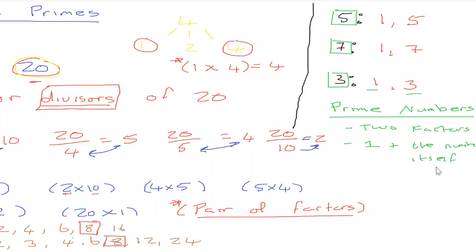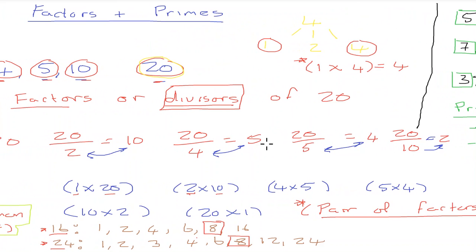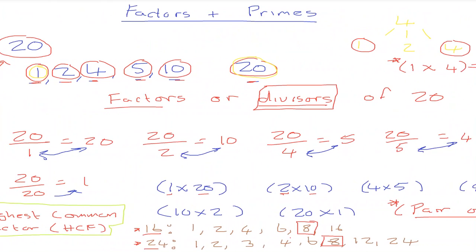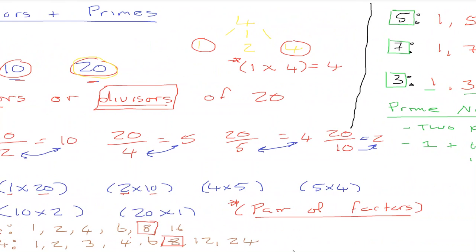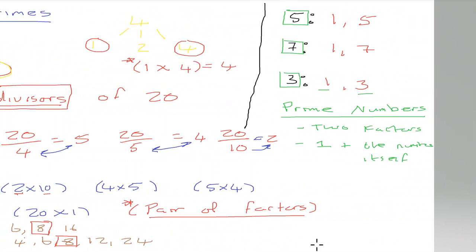What we can do then as well is we can express numbers as products of their prime factors. So what does that mean? If we have a look back at some of these examples here, let's look at it like this. Let's say we have the number 12, for example.